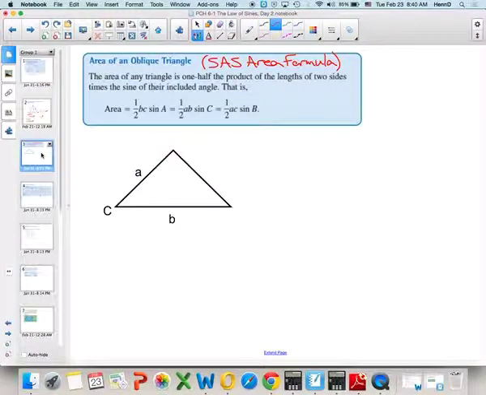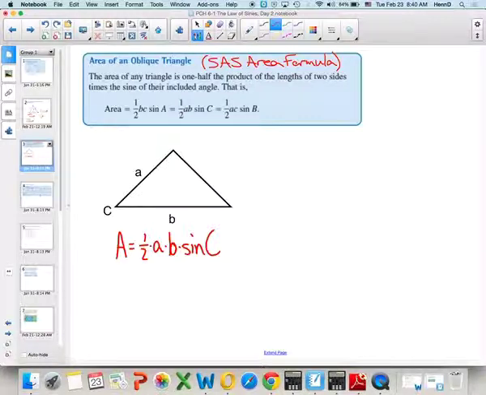This is not an official name, but I always call this the SAS, side-angle-side, area formula, because this reminds me what I have to know in order to use it. The area of any triangle is half the product of the lengths of two sides times the sine of their included angle. An included angle is just the angle between the two sides. So in this case, I would have the area equal 1/2 times A times B times the sine of angle C.